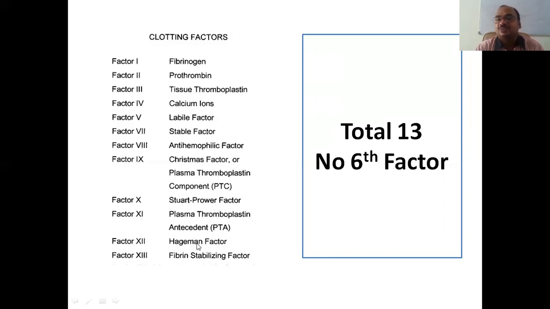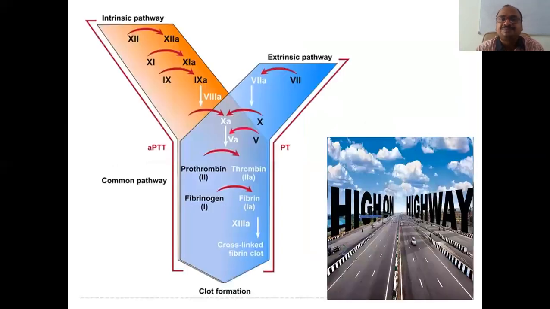Factor 12 is Hageman factor, H-A-G-E-M-A-N. And factor 13 is fibrin stabilizing factor. These are the 13 factors in total. There is no factor 6. Don't change the number, don't change the order.